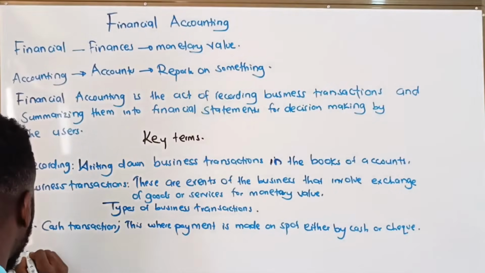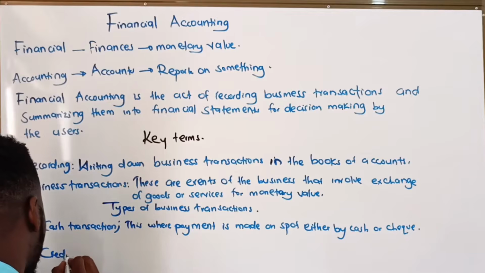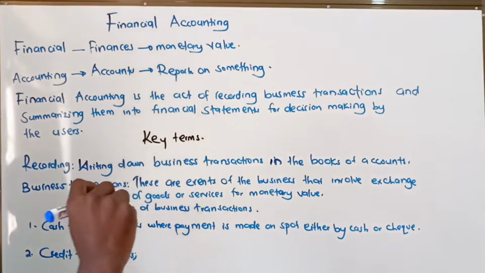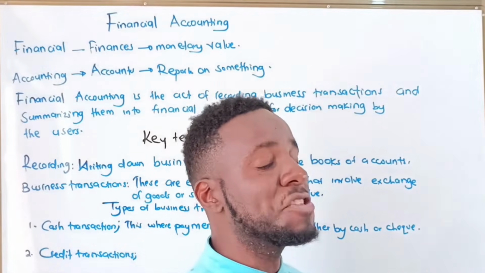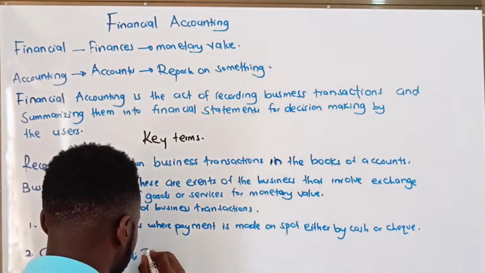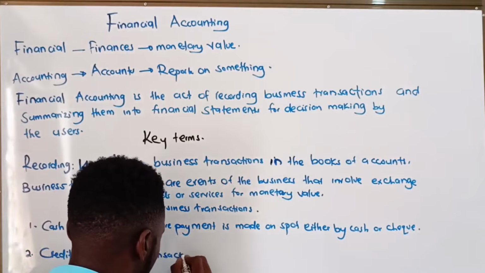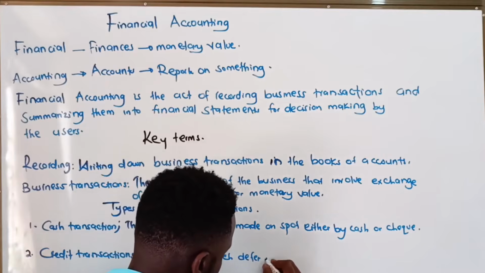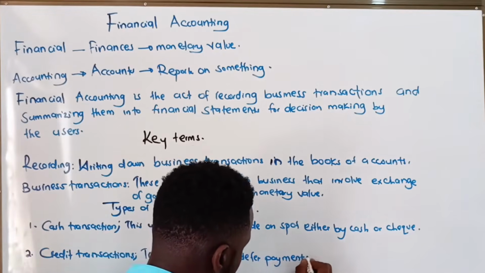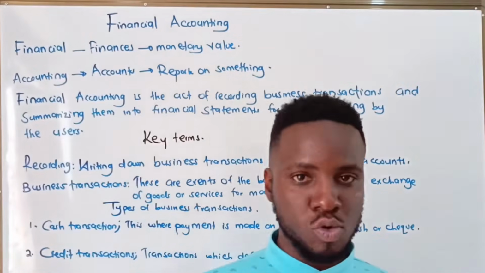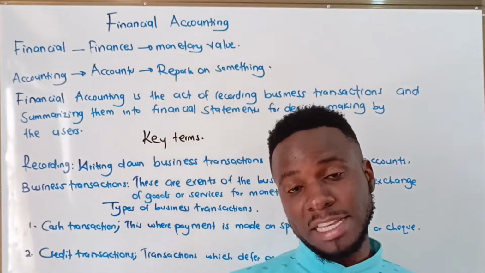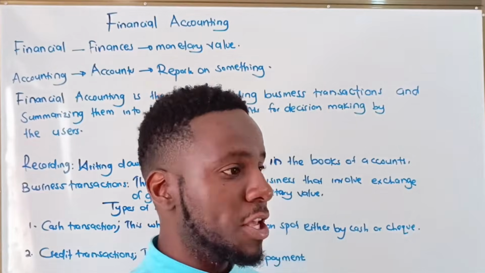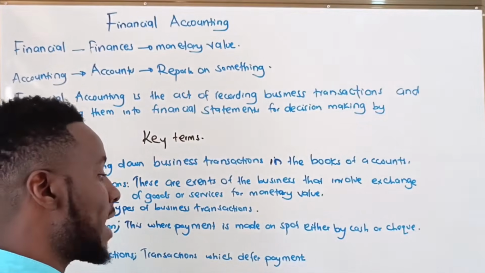Then the other is what we call the credit transactions. Credit transactions, these are transactions with deferred payment, transactions which defer payment. This means that I can purchase a good right now, but I'm taking it on credit. I will pay later. I might not pay on spot, but I will pay later on. So a credit transaction is that which defers payment.